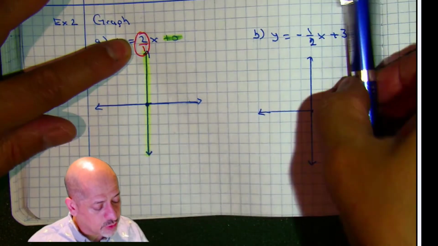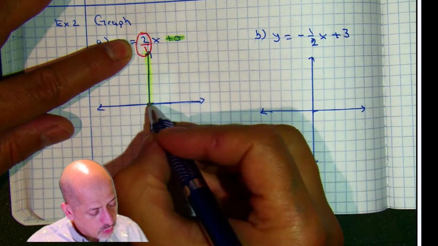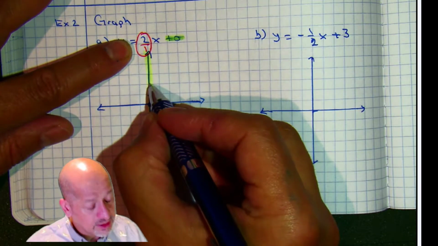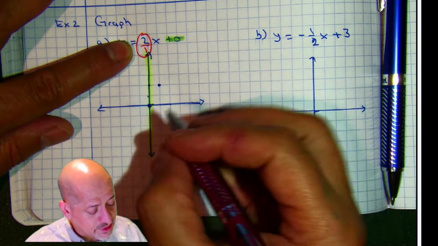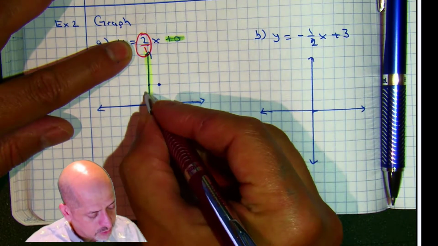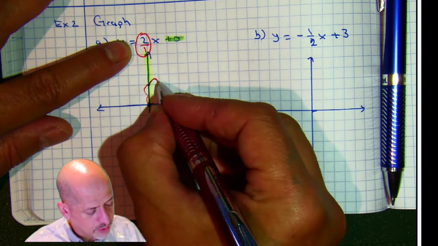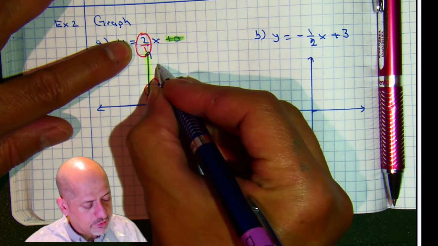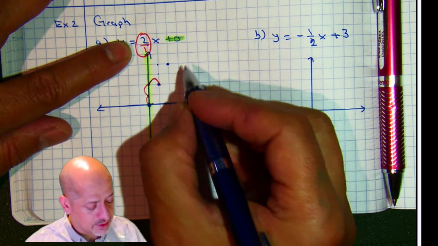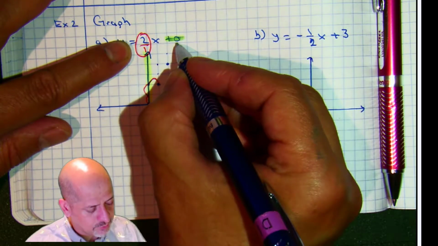So it's positive, so I'll go 1, 2, and to the right 1. Remember, you can place your bubbles if it makes it easier for you. 1, 2, and to the right 1. And I can repeat it once again. 1, 2, and over 1. And I can repeat it once again. 1, 2, and over 1.